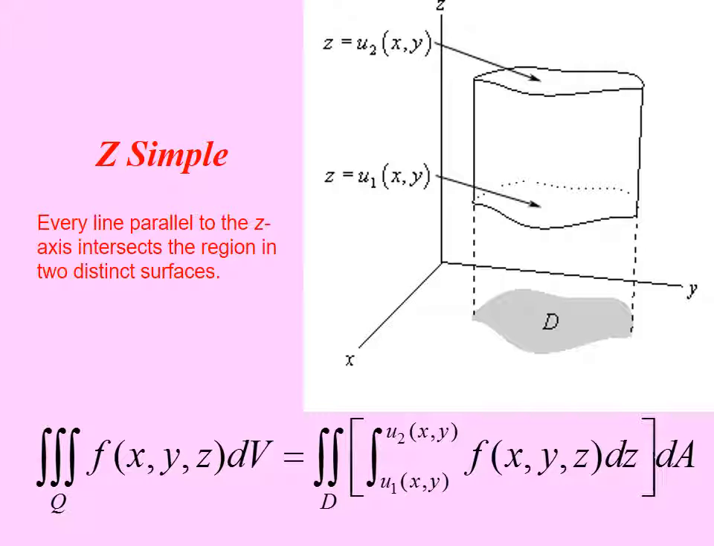Here we would have an integral where our first variable of integration would be the z. So if this is z-simple, if we can pass a line parallel to the z-axis that goes through the region in two distinct surfaces, then we would start with z as our first variable of integration. Then we would worry about describing the remaining region.